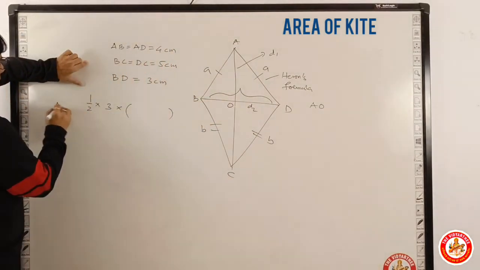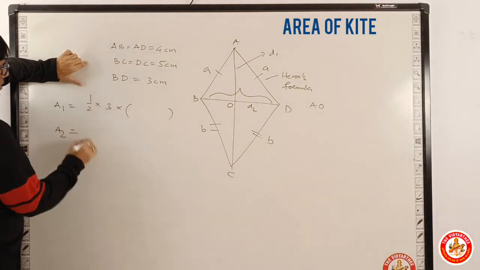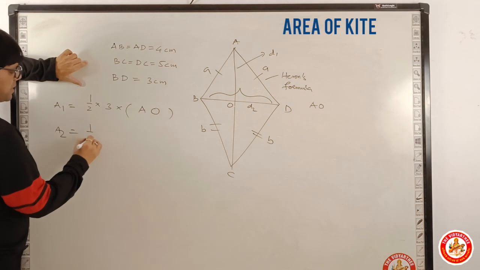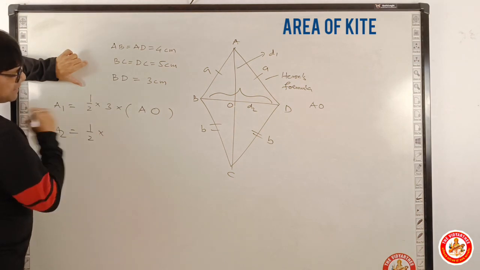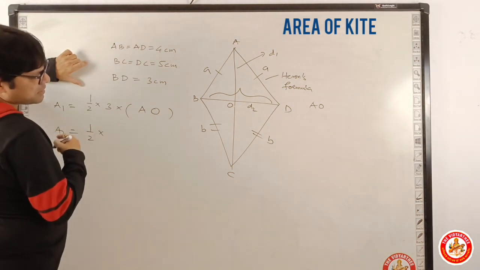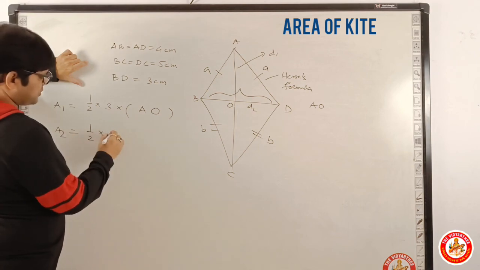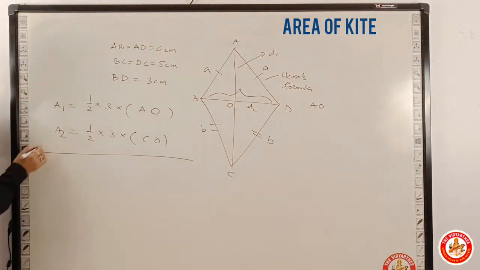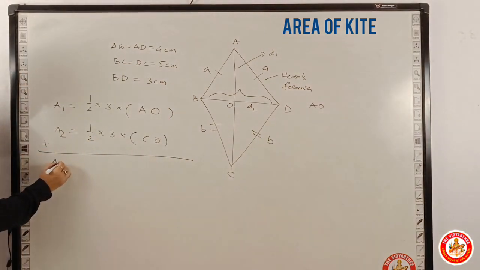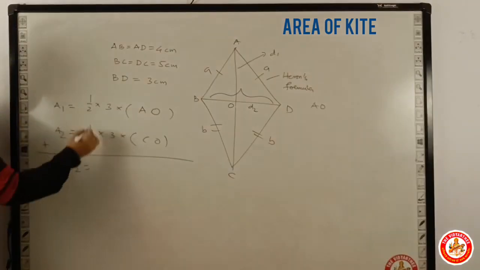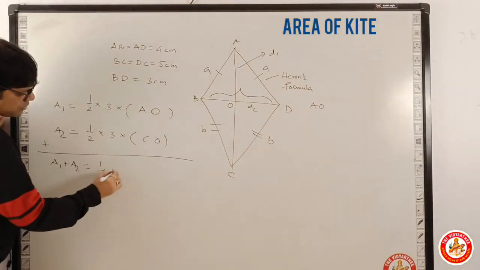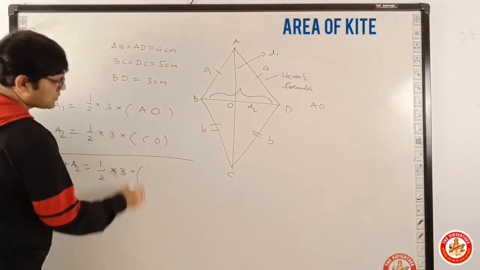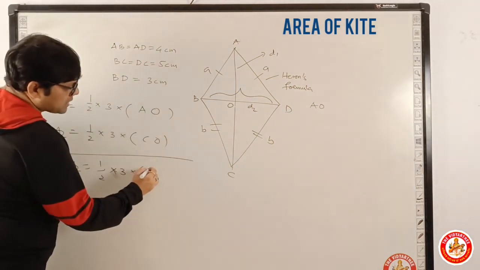The upper area is half into base 3 centimeter into AO, and the second part is half into the base, say 3 centimeter, into CO. If you know both the values, you can just add them. This will become A1 plus A2, which is your required area. Half and 3 are common, that is half into 3, that means the base into the measure of AO plus CO.